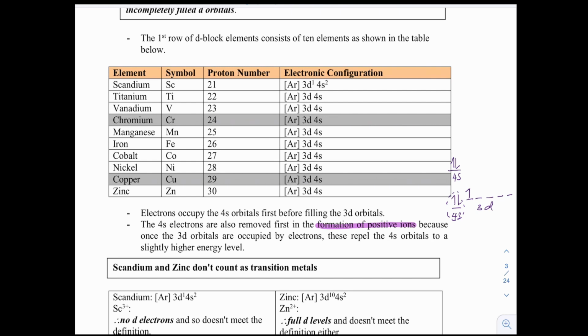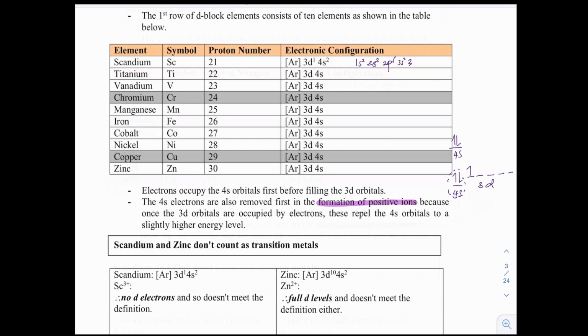Because argon itself has 1s2, 2s2, 2p6, 3s2, 3p6. Alright, so this is the electronic configuration of argon, which we have summarized with this symbol, Ar, and then we will have to fill up the 4s orbital first, which is 4s2 and then 3d1. So total here will be 21 electrons. The sequence of the 4s and 3d orbital is not important in this case.